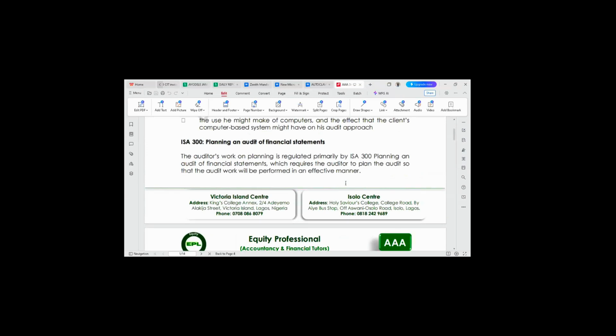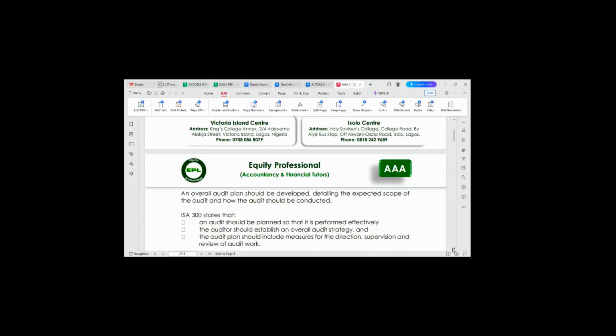When the auditor is about to commence the audit of his client's business, it's essential that he ensures the audit is planned and performed in an efficient manner, like I have said earlier. So ISA 300 states that an audit should be planned so that it is performed effectively. What that means is that you're able to achieve the audit objective. You say you're going to finish on such and such a date, and you complete it on the set date. There was no need for what? Extension.